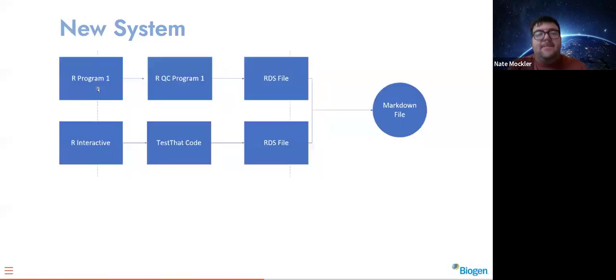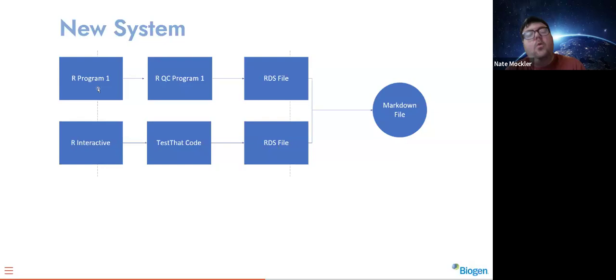The way that we did it was that you still had your R programs, and depending on the program, you may have a QC or some kind of check. What we did was create RDS files. RDS is the core R object that you can always get out of a GT summary, DT, whatever. With interactives, we had some test code, and we put those in the RDS files as well.